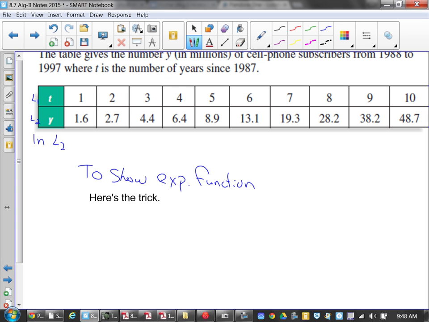Now your calculator isn't just going to do that. So what you have to do is take the natural log of those. No, each individual one. So what happens here is I'm going to take the natural log of 1.6.